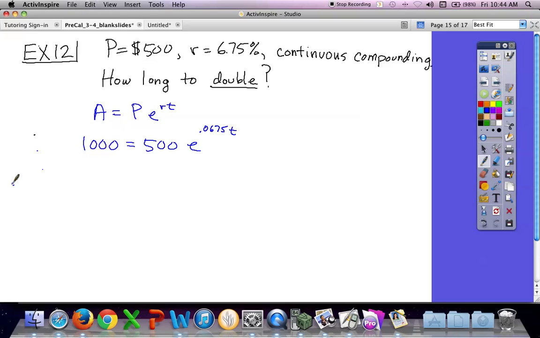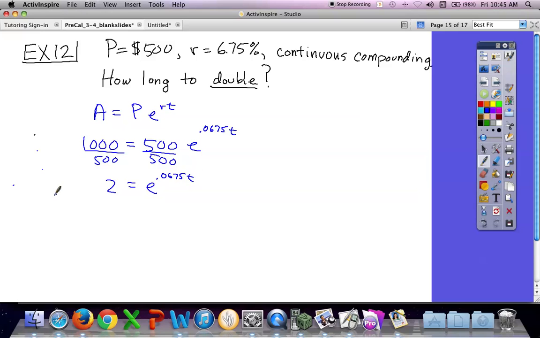So follow the steps for solving an exponential. First step is, no, come on, what's the first step always? Isolate the exponential. In this case, that would be divide by 500, right? When I divide both sides by 500, okay, over here, what do I get on the left-hand side? 2, right? So I have 2 equals e to the 0.0675 times t.